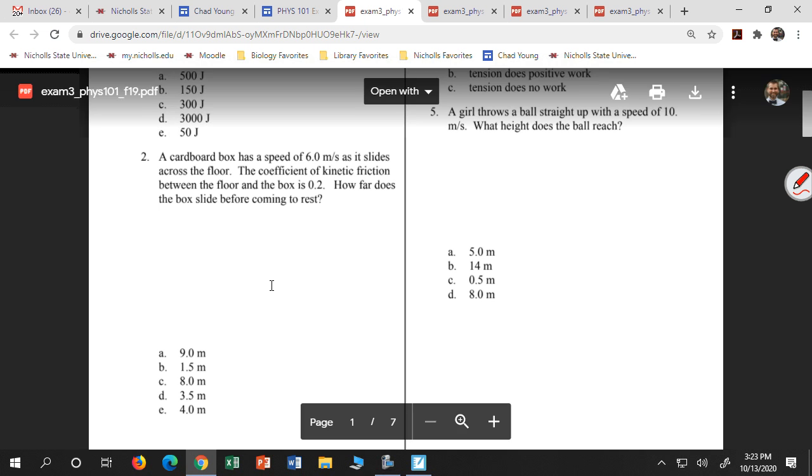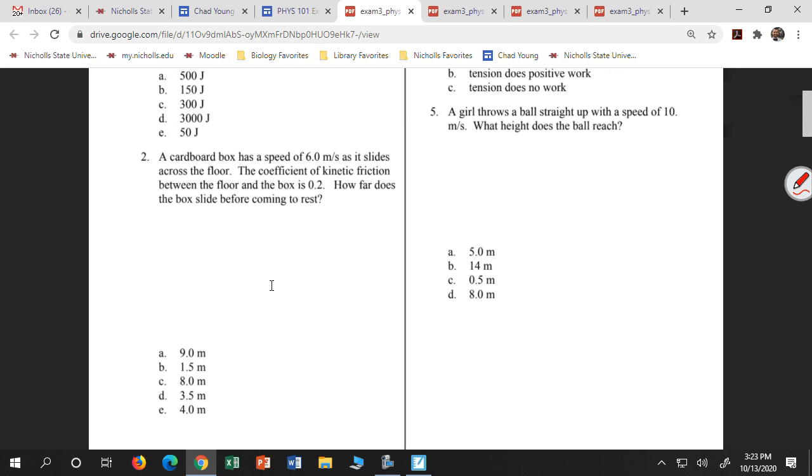Yeah. So this is a good one too. This one's similar. I have a cardboard box that has a speed of 6 meters per second. And then it slides along, and I want to know how far does it slide before it comes to rest. So what's happening here is this object has kinetic energy. And then all that kinetic energy is taken away as it slides through that distance.